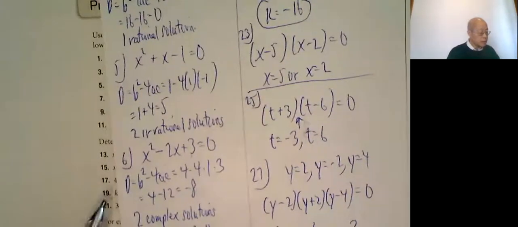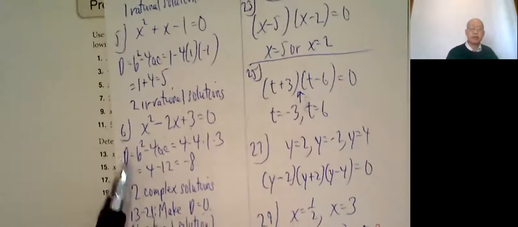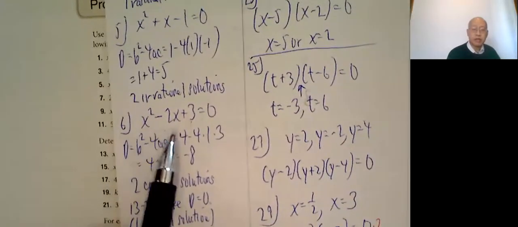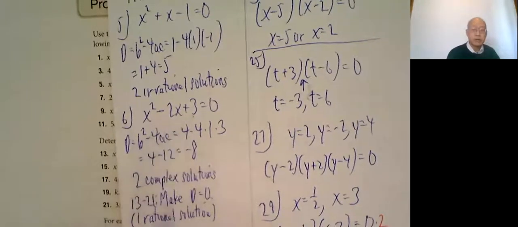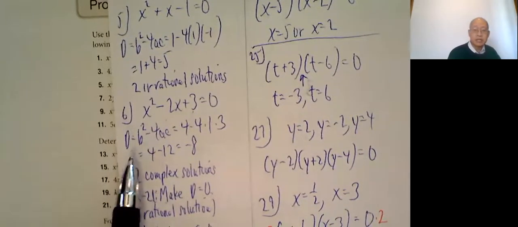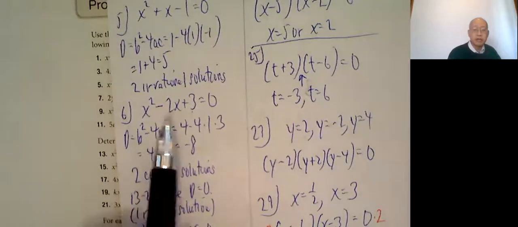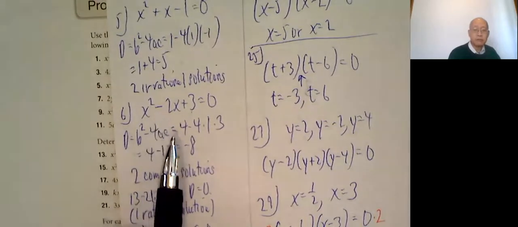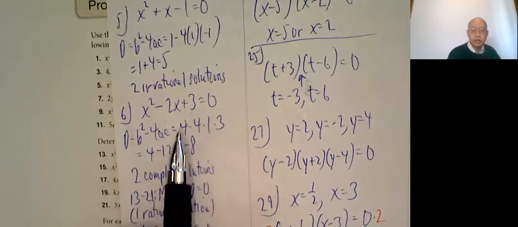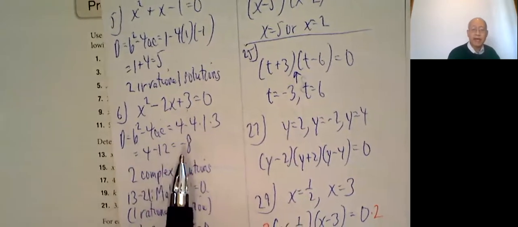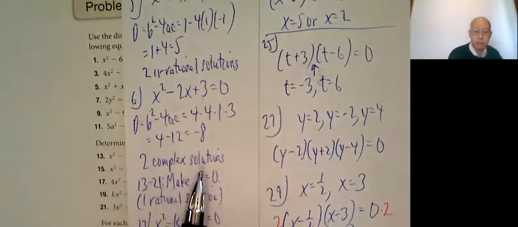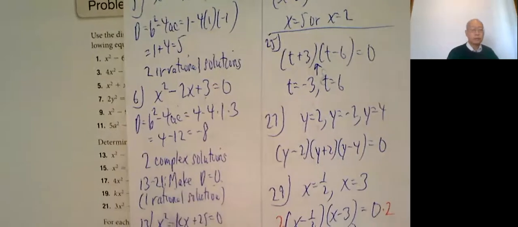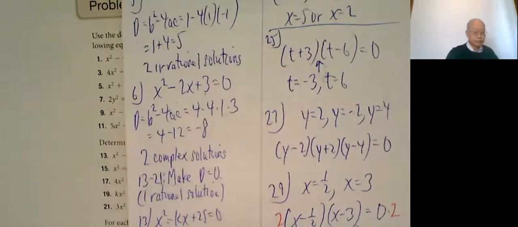Okay, then question number 6. I know it's even, but I need to show you this. X squared minus 2x plus 3 equals 0. So a is 1, b is -2, c is 3. So d is b squared minus 4ac. B squared, -2 squared is 4. Minus 4 times a, which is 1, times c, which is 3. That comes out to be 4 minus 12 equals -8. You're taking the square root of -8, so that means two complex solutions. There's going to be an i involved. Okay, so that's how you do that set of problems.